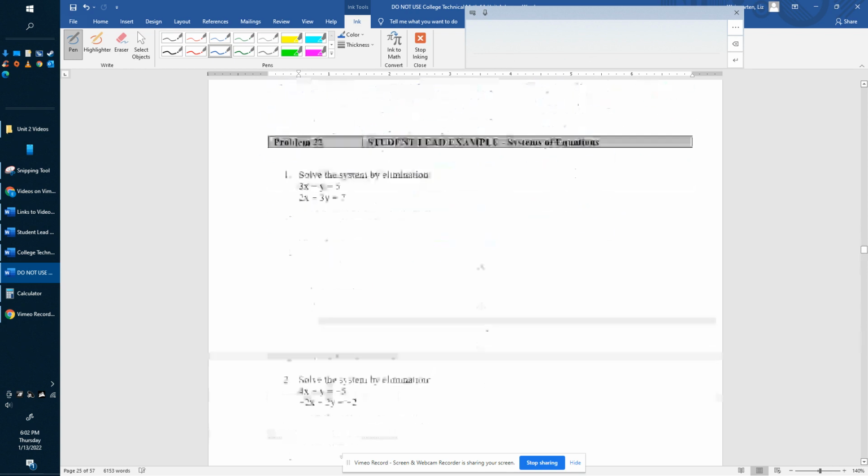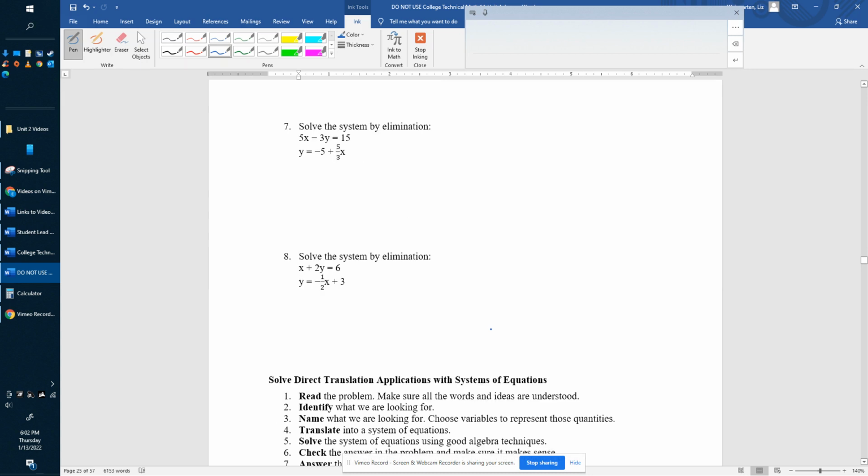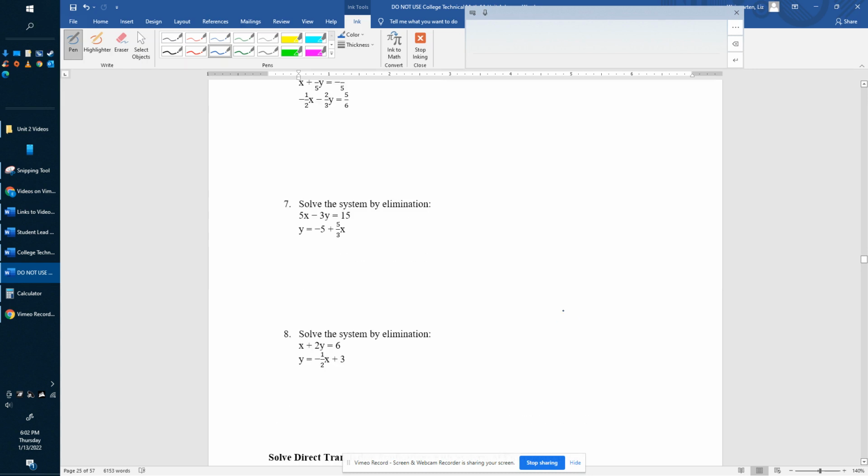So go ahead, work on problem 22. There are quite a few of these to work out. I do believe that this is the best way to solve these most of the time. The only time I would say it's not is if you have y explicitly solved for you already. So go ahead, give it a try, and I will see you in the next video.